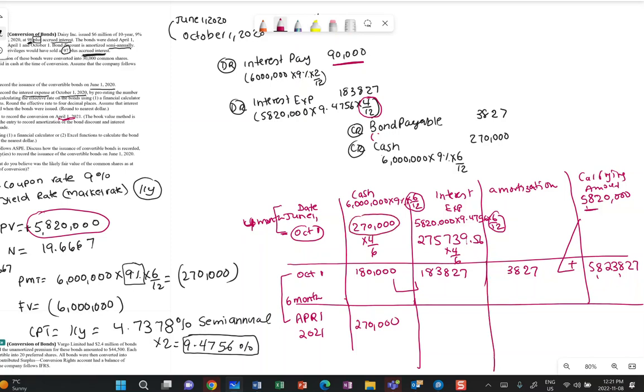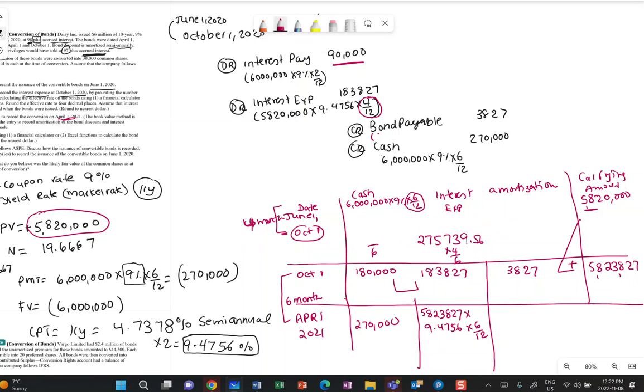When you're doing your interest expense, it is always calculated using the carrying amount, and in this case it is 58,23,827. You multiply the carrying amount by the annual rate, in this case 94756, and then since it's a 6 months payment, you do 6 divided by 12. In other words, whatever we were doing at the top, that's what you're doing at the bottom. So this is where the numbers are coming from.